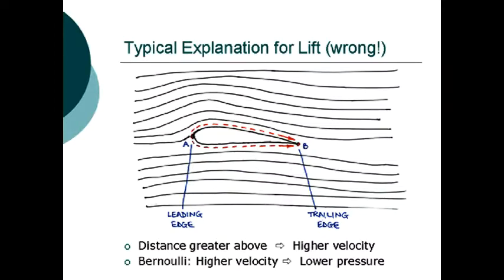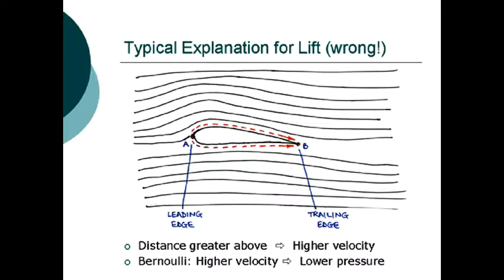Then the way it goes is that they're saying, okay, there is a longer distance from A to B along the upper surface compared to if we travel along the lower surface. And because there is a larger distance on the upper surface, in order to reach the trailing edge at the same time, particles traveling along the upper surface have got to travel faster. And then people say, well, if they have to travel faster, there is this wonderful principle called Bernoulli's principle, which states that when air moves fast, it has a low pressure.